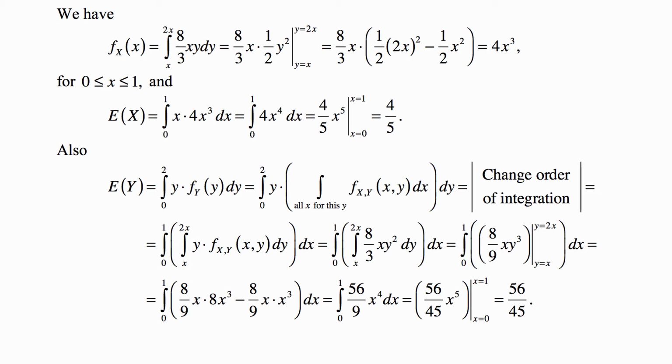56/9 x to the 4th dx. And of course the integral of x to the 4th is 1/5 x to the 5th, and 5 times 9 is 45, so this is 56/45 x to the 5th evaluated from x equal to 0 to x equal to 1, and that's 56/45.